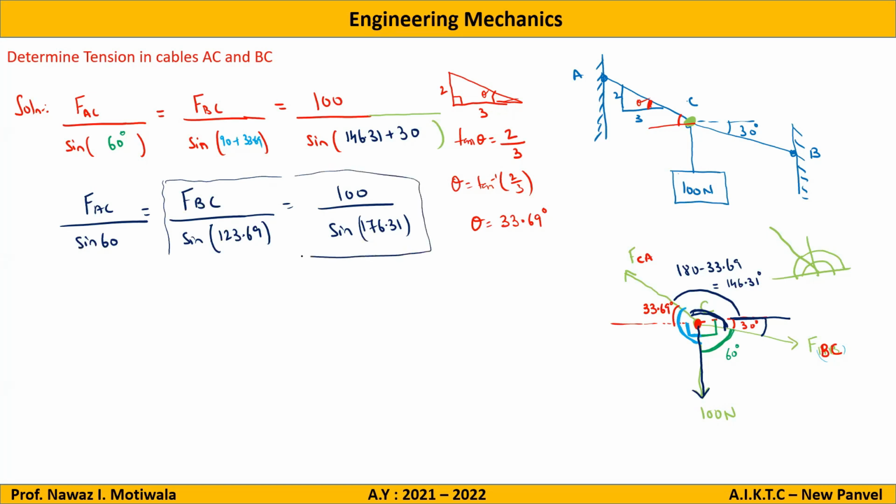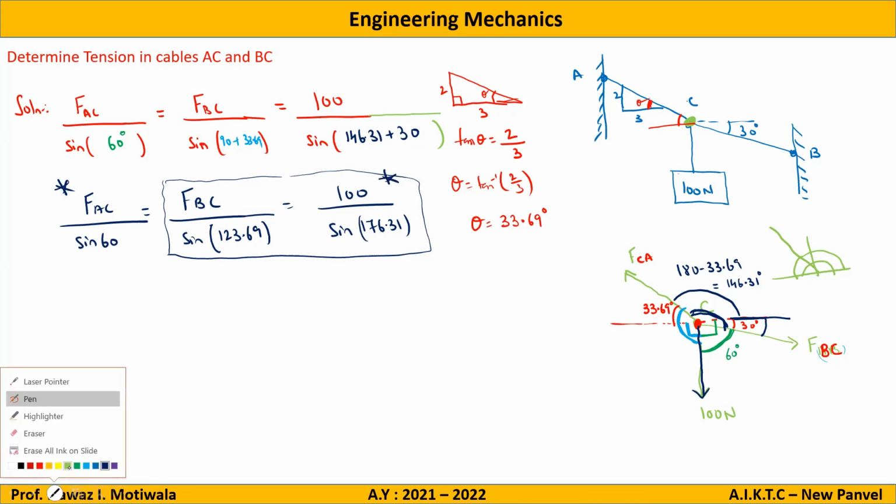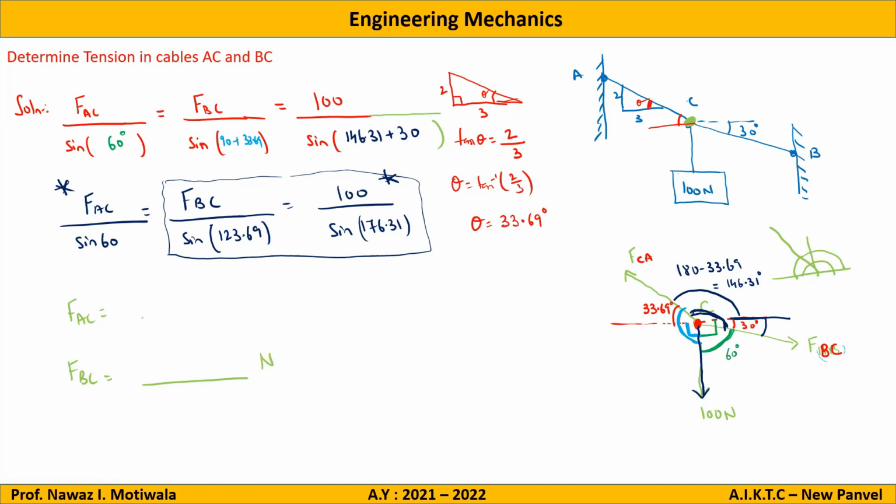From here you will get one answer, and then consider this term and this term. So I will get answers for FAC and FBC. Answers are in newtons. FAC equals 1345.63 newtons. And what about FBC? 1292.84. All are agreeing to this answer?